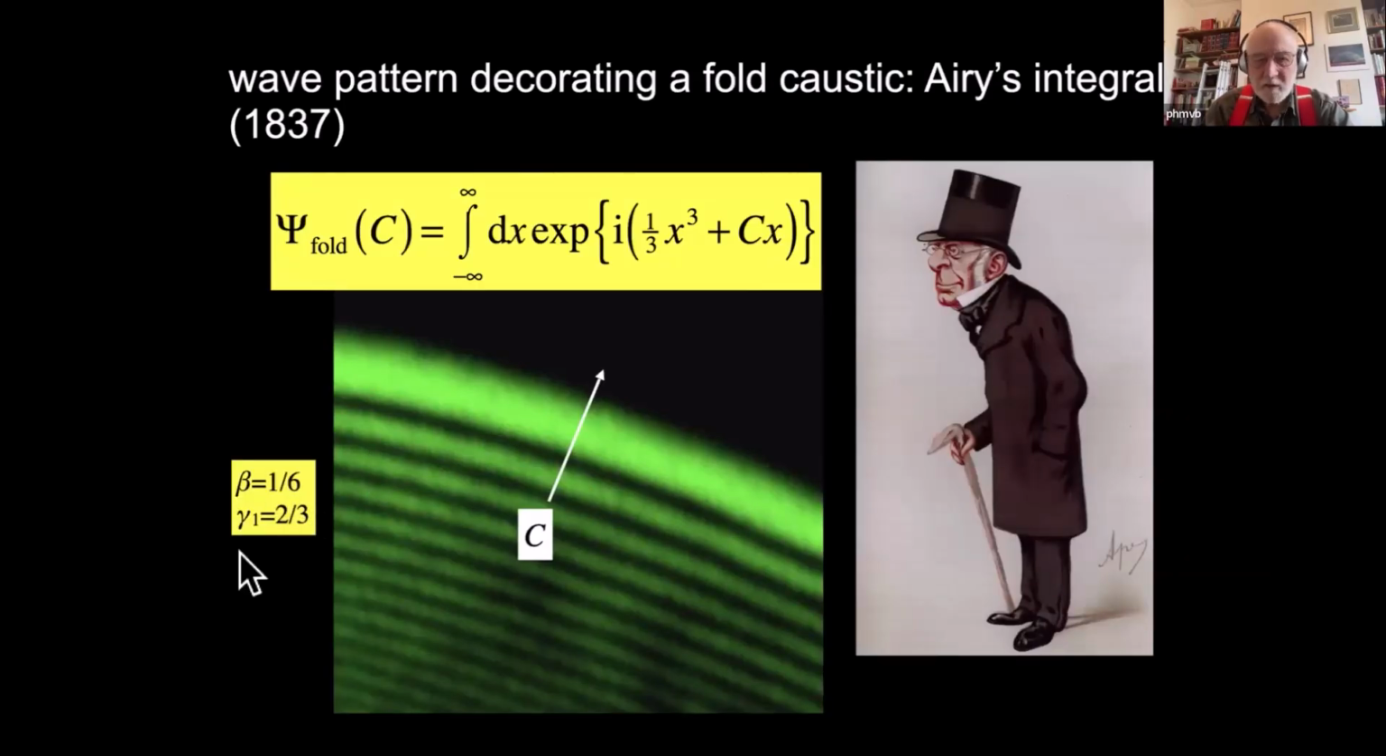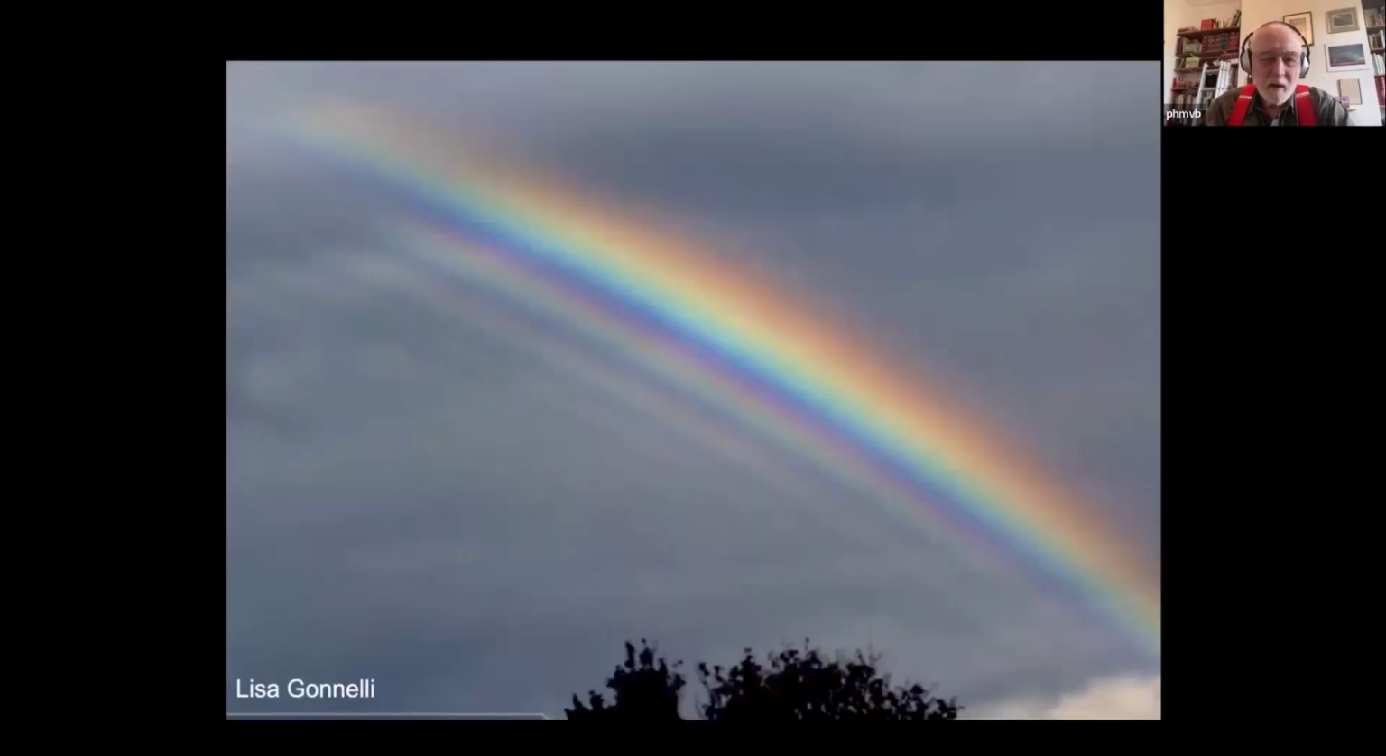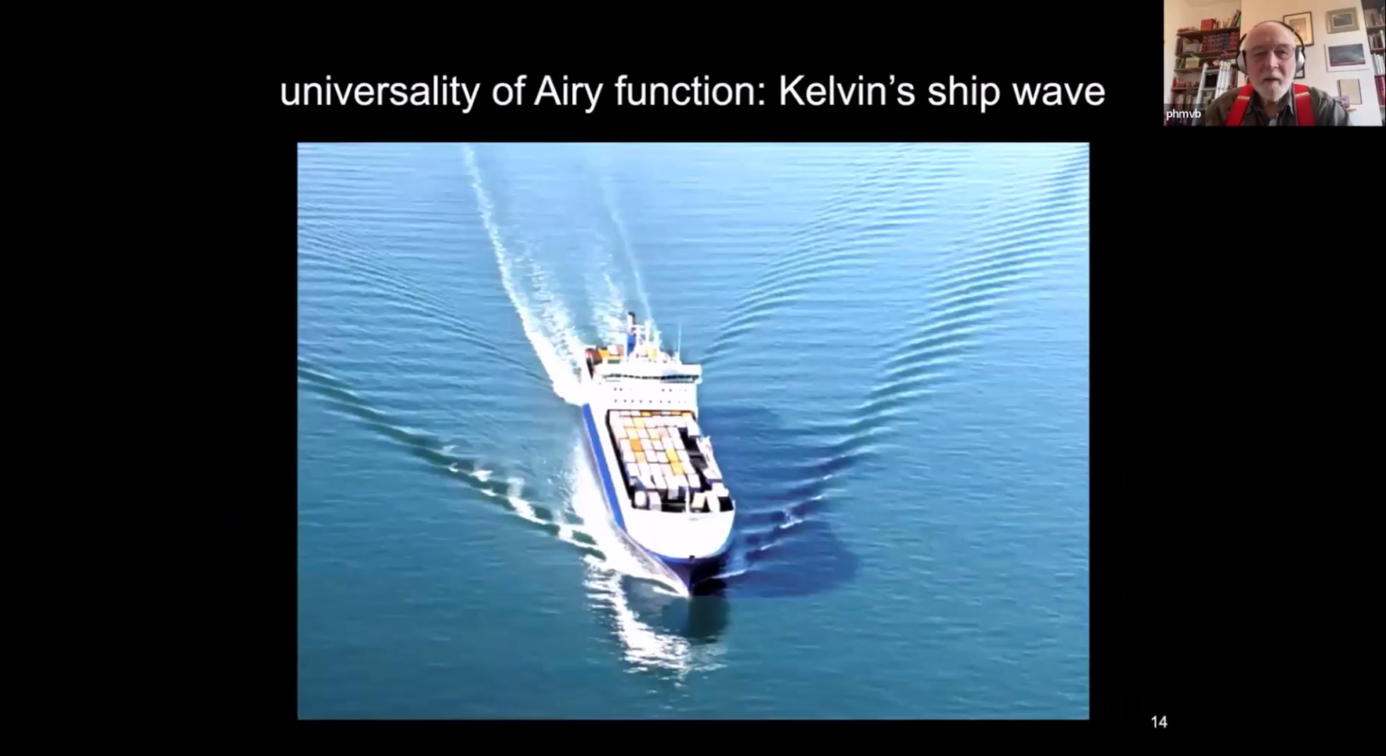Here are the indices. It doesn't matter for this purpose to go into details. Well, you can see this on a rainbow when all of the raindrops have almost the same size. And indeed, you see a number of supernumerary rainbows, as they were called. Well, the Airy function is universal.